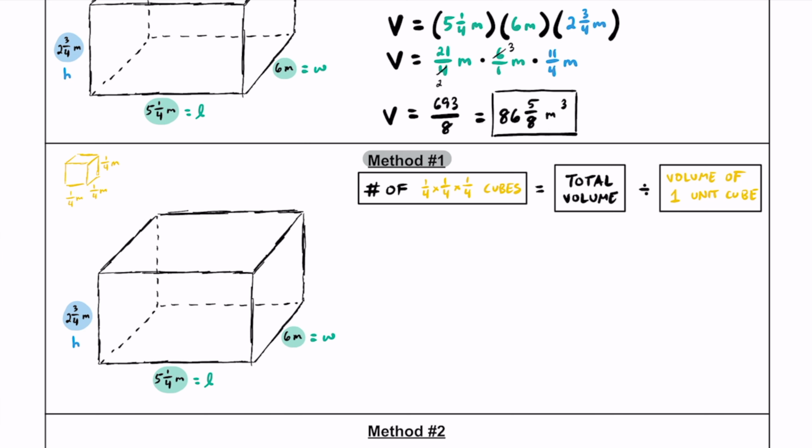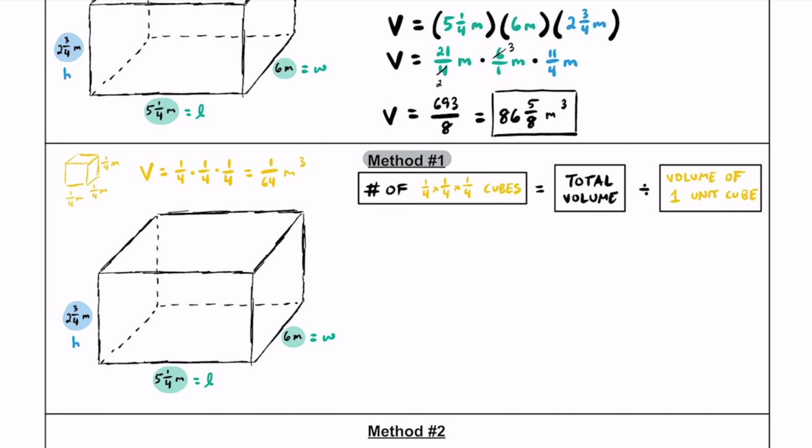So this is what one of those little cubes would look like, and if you wanted to find the volume of it, it would be the area of the base times the height, or length times width times height. Because it's a cube, all three side lengths are the same, so it's 1/4 by 1/4 by 1/4. Now in the numerator, 1 times 1 times 1 is going to be 1, and then the denominator, 4 times 4 times 4 is going to be 64, and this is going to be 1/64 cubic meters is going to be the volume of one of these little cubes.